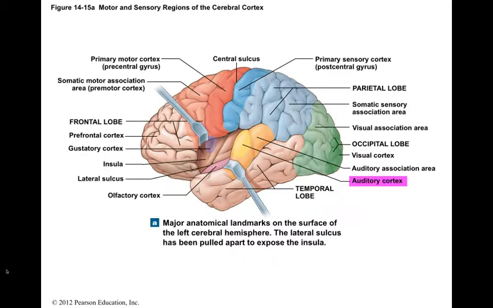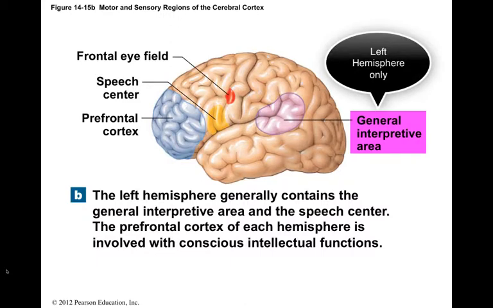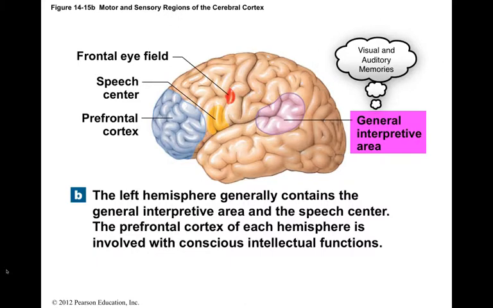The temporal lobe contains the auditory cortex and the olfactory cortex. The integrative centers are areas that receive information from other association areas and direct complex motor activities. The general interpretive area, or Wernicke's area, receives information from all sensory association areas. This center is only found in the left hemisphere. It plays an important role in coordinating access to complex visual and auditory memories.